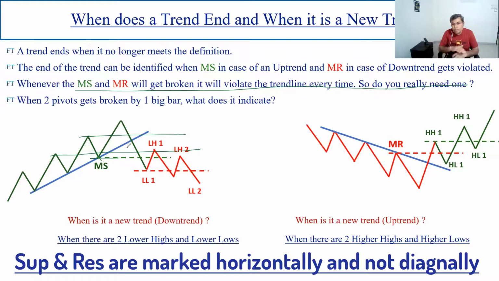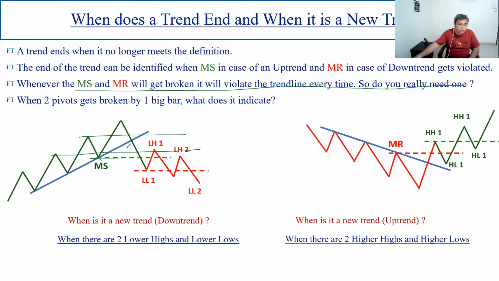All you need is simple horizontal lines or zones marked on your chart to understand where the supports and resistance are. Now that leads to another important question: how do we know when it is a new trend? Once your major support gets broken, you then have a series of lower lows and lower highs. This is a new trend emerging out of this uptrend when the major support got broken.